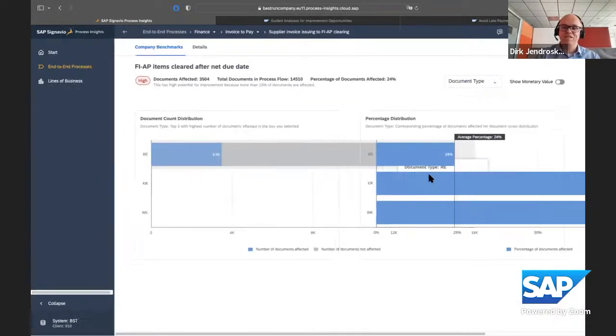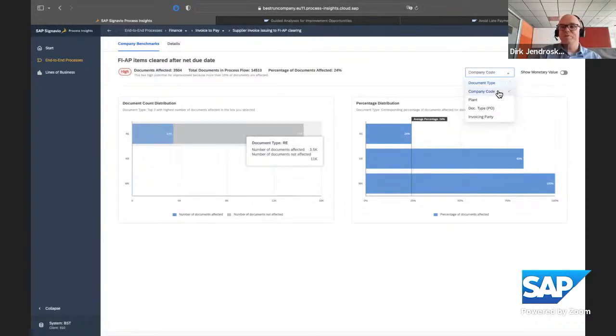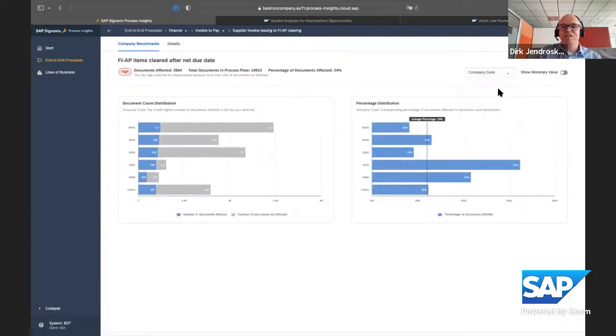And what we can see here is a comparison. Now, let's look into company code because what Timo was suspecting, it's not everywhere the same. So selecting the company code gives you an overview about the documents that have been created. You see immediately on the left-hand side where the most documents are created, and you see on the right-hand side where the number of late payments is the biggest.